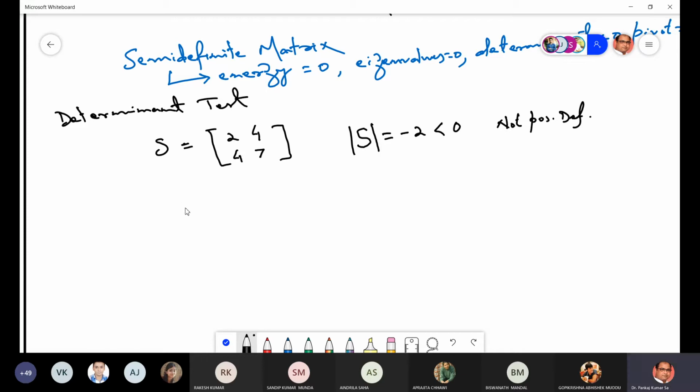Okay. What are the ways I can do it? Let me say S1 is this one. S2 is 2, 4, 4, 8. It's a symmetric matrix again. Now what is S2? The determinant is equal to 0. Semi-definite.